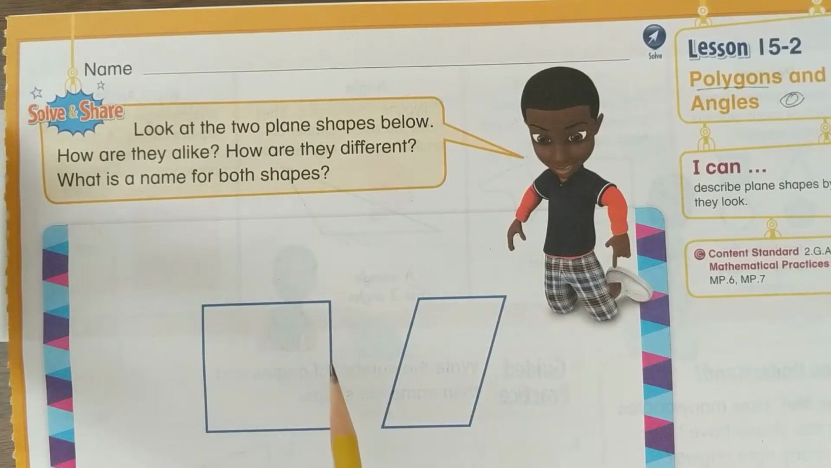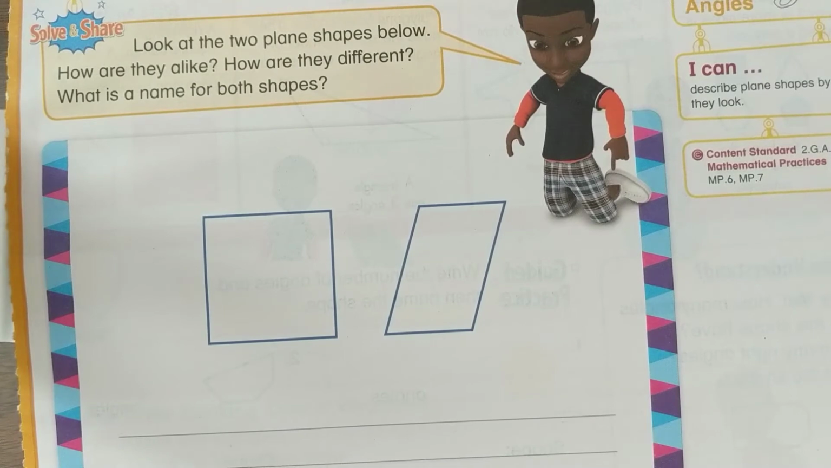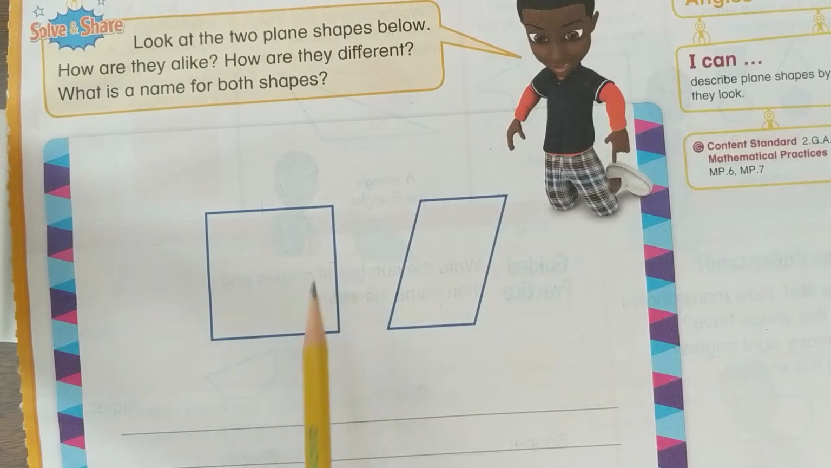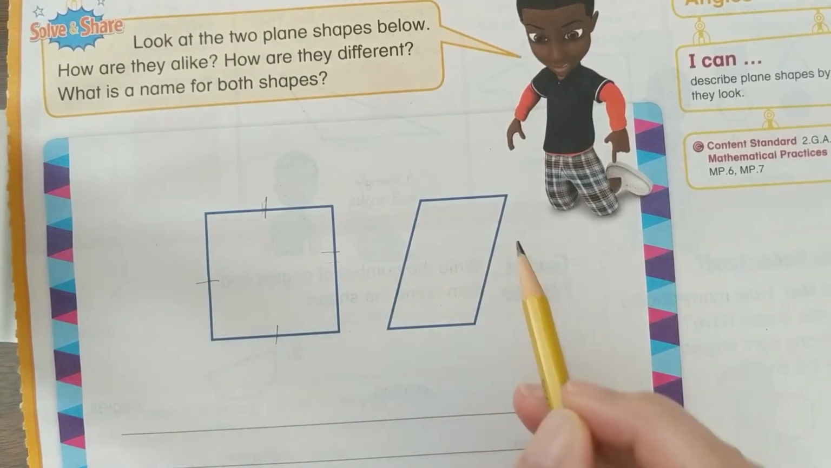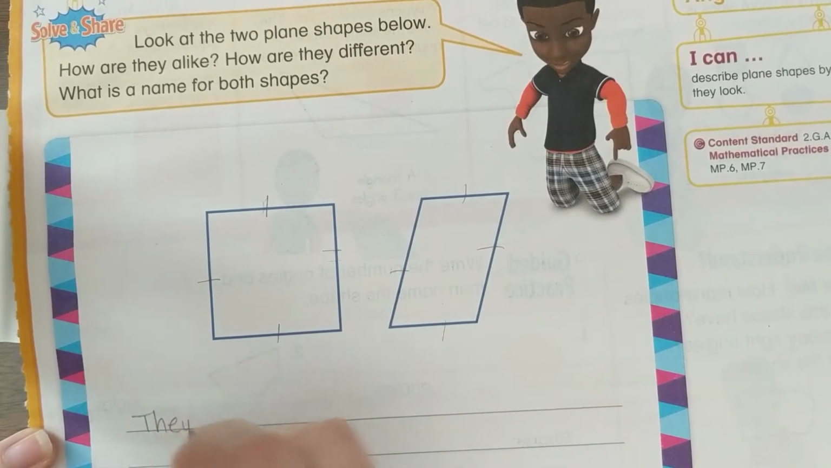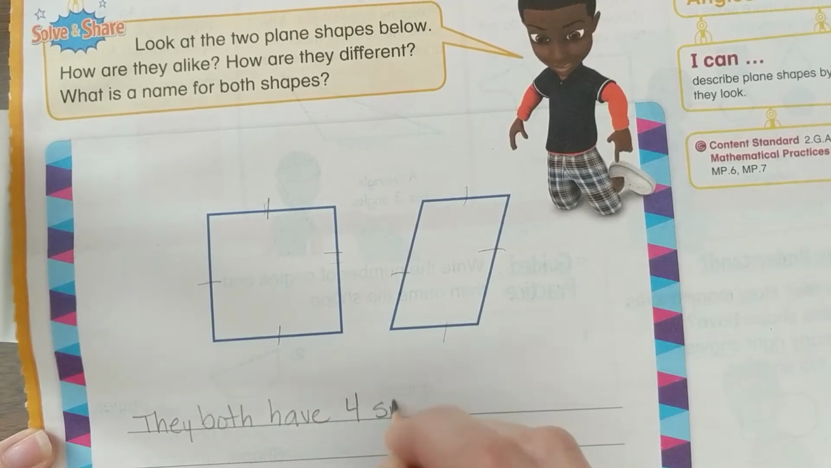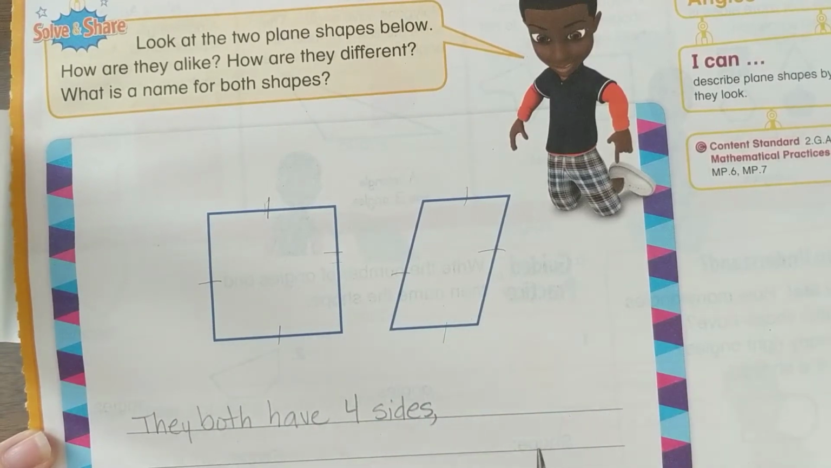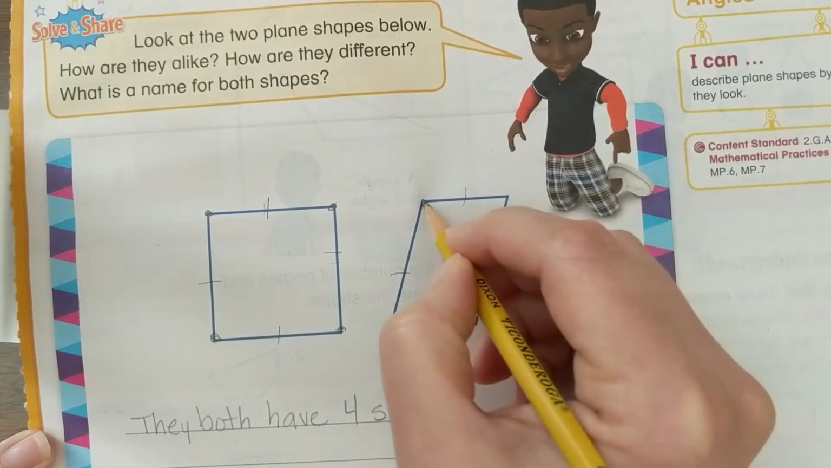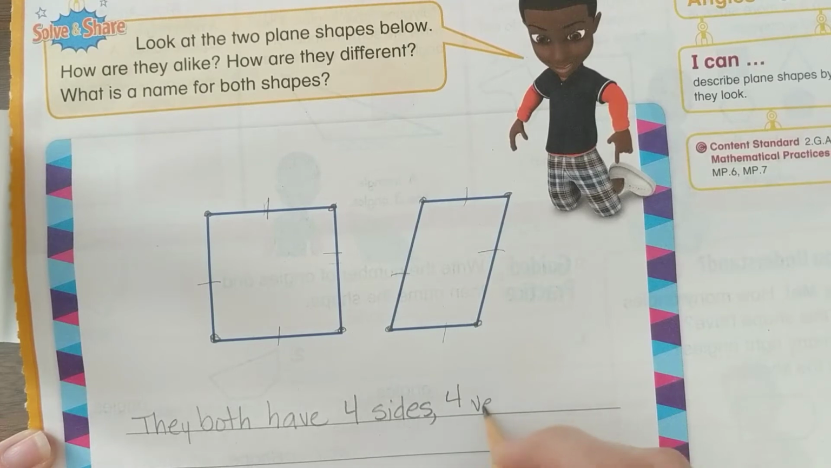Look at the two plane shapes below. How are they alike and how are they different? And what is the name for both the shapes? Okay, what can we write that is the same? I can look and we can see that they both have 1, 2, 3, 4 sides, right? So let's write how they're the same. They both have 4 sides. How many vertices do they have? 1, 2, 3, 4. 1, 2, 3, 4. So they both have 4 vertices.